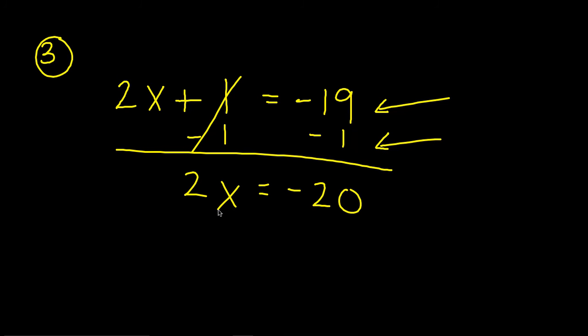Now we're back to a one-step equation. The way that I solve this one-step equation, because it is a multiplication question, is I am going to divide both sides by 2. I'm going to cross out those 2's, and I'm going to end up getting x is equal to negative 20 divided by 2, which is negative 10.